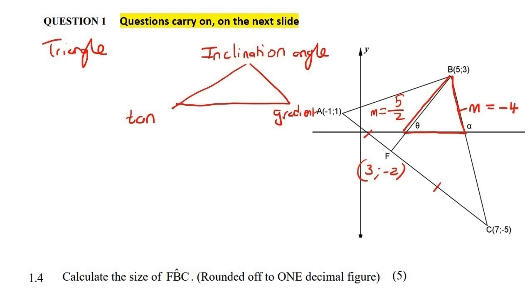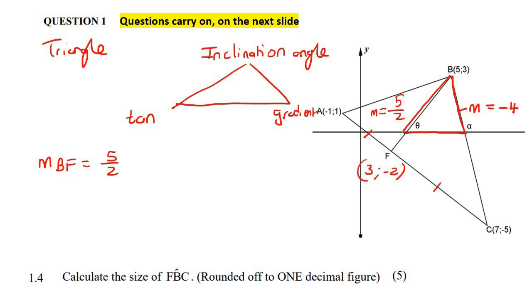So you might be saying, yeah, but Kevin, that's the gradient of FB. We need the gradient of this, we need this angle. But remember, this is all one line. So we can work out the gradient of that line. So we can say that the gradient of the line BF is 5 over 2.